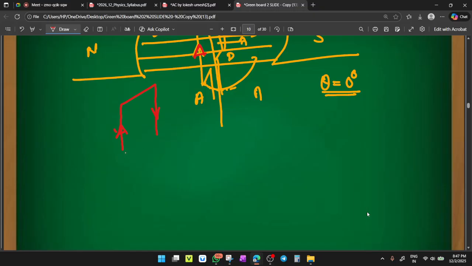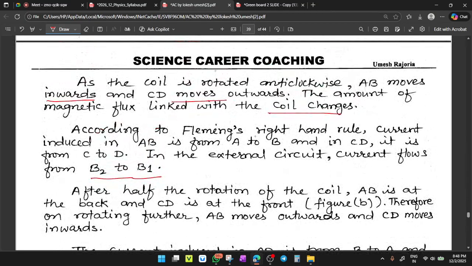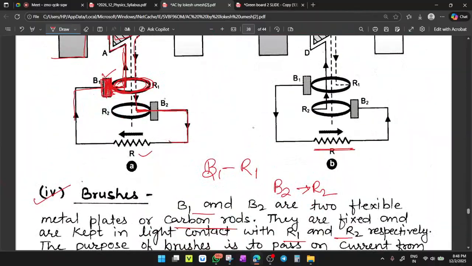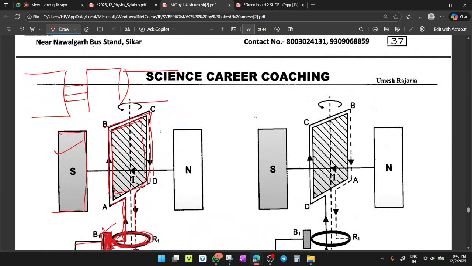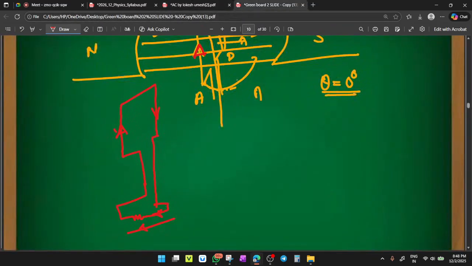In the outside circuit, we have connected a resistance R. So the direction will be like this, from here to here. In the external circuit, current flows from B2 to B1, meaning brush 2 to brush 1. Check here, this is the direction. The current is moving from brush 2 to brush 1. So in the first half cycle, your current is moving from brush 2 to brush 1.